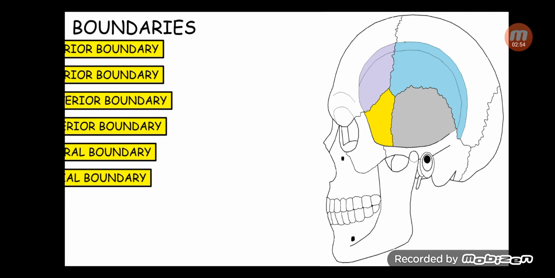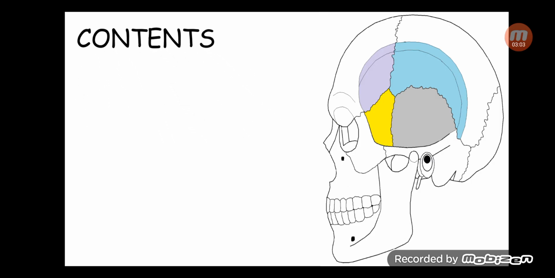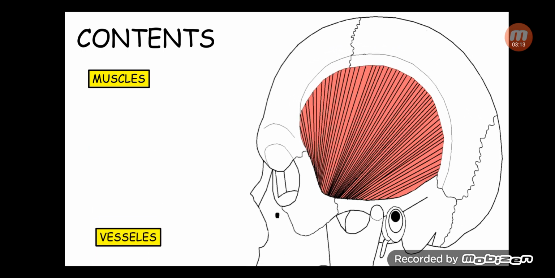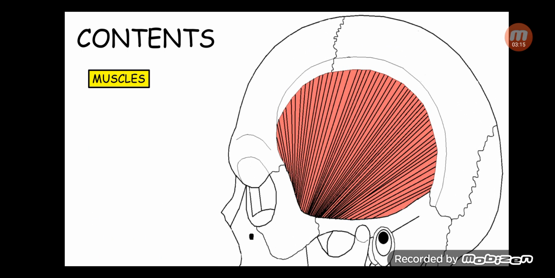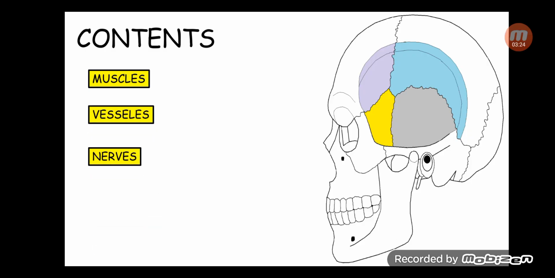Now we will move forward to the contents of the temporal fossa, that is, the important structures present in it. The contents of the temporal fossa are categorized into three categories. The first is muscles, the second is vessels, and the third is nerves. The muscle present in the temporal fossa is the temporalis muscle. This is the only muscle present in the temporal fossa. It helps in chewing and other jaw movements of the mandible.